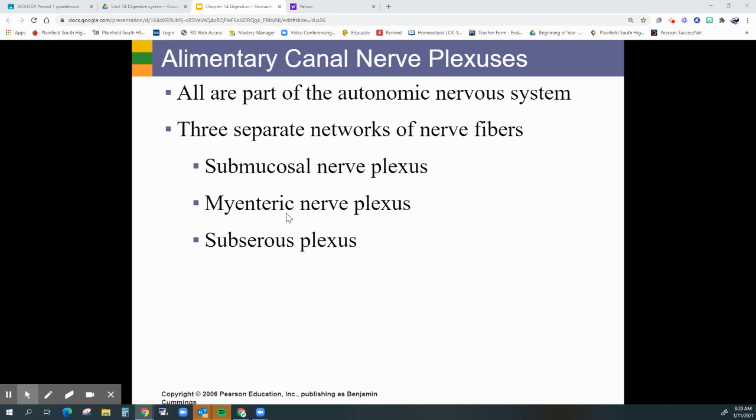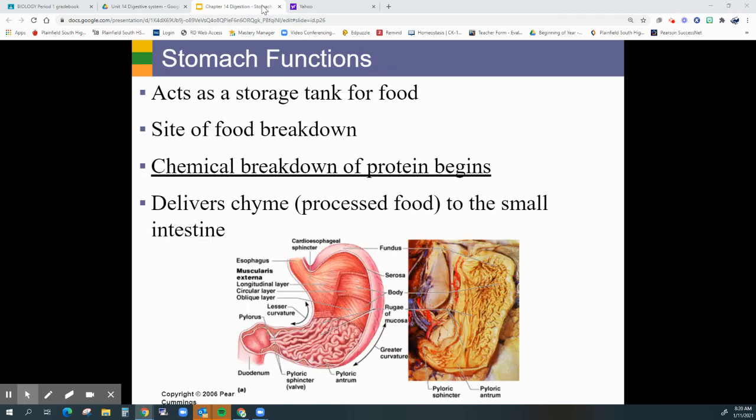The myenteric nerve plexus is next, right? It sits just outside of the submucosal plexus. This is mostly muscle tissue. And the subserosal plexus just sits inside of the serosal layer. So if we've got some issues, maybe with the serosa rubbing up against another layer, we can detect that there.